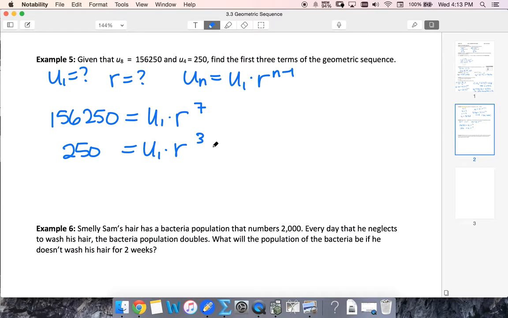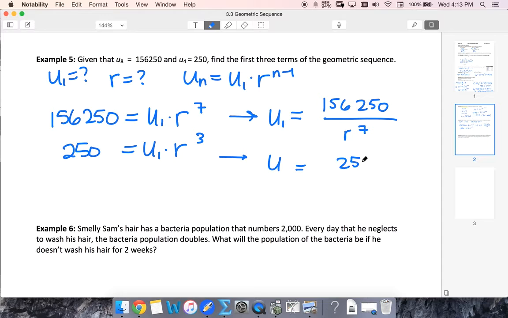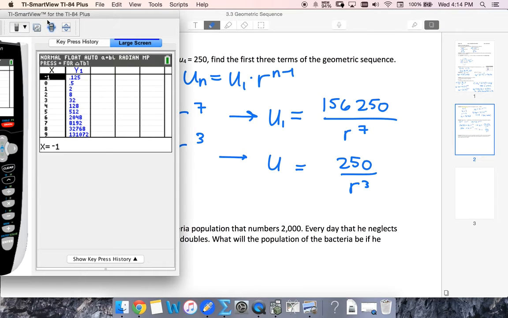And to solve this, I've got a little bit of a problem because if I want to use my calculator, I can't use polysimult. This isn't being added. And if I want to graph it, I need to have just one variable by itself. So what I could do is get U1 by itself and say U1 is 156,250 divided by R to the 7th. In this equation, U1 is 250 divided by R to the 3rd. So now I can come graph those two things.